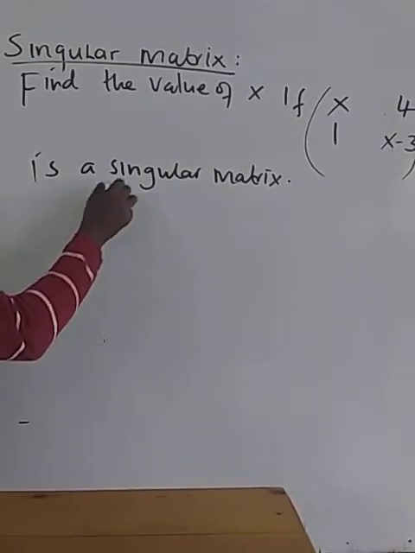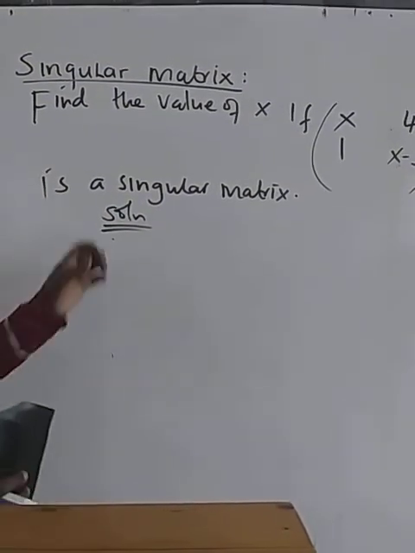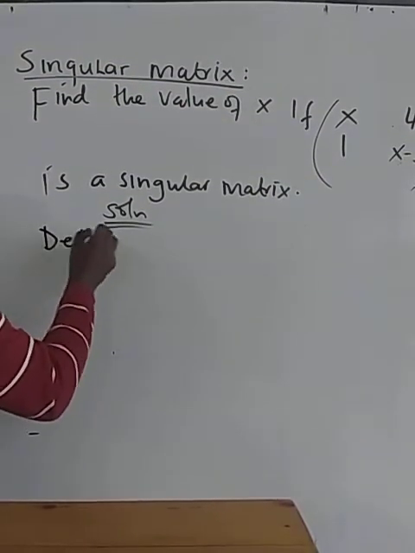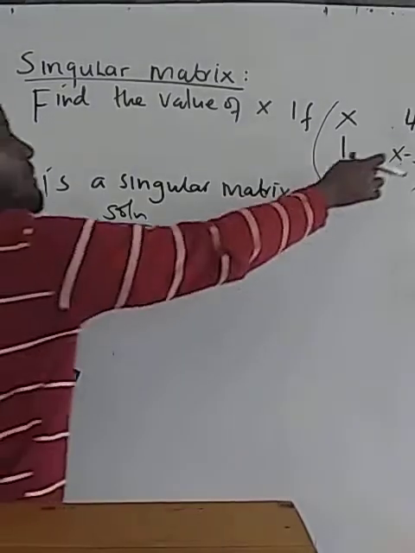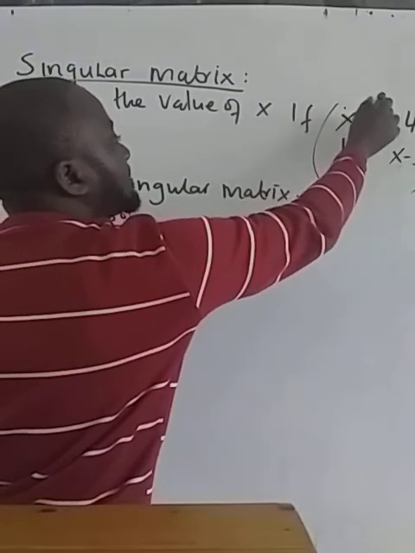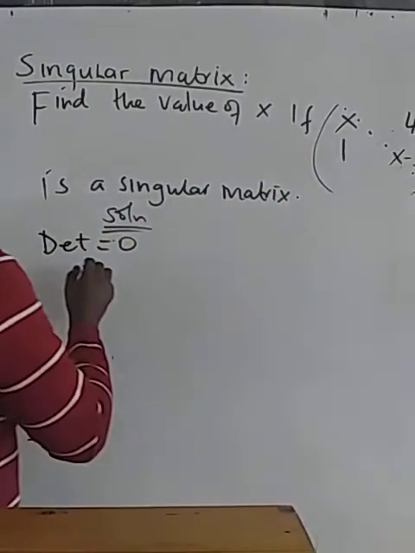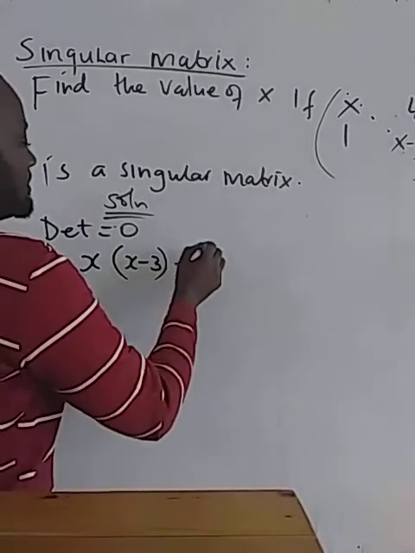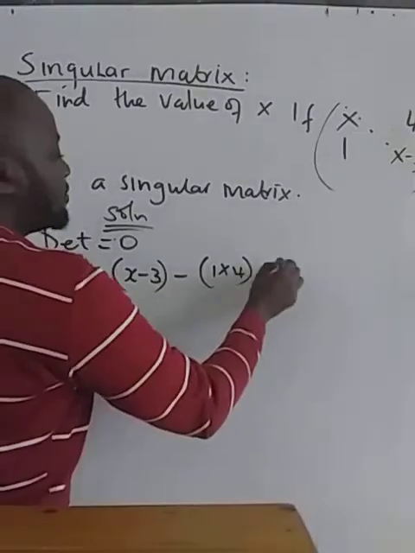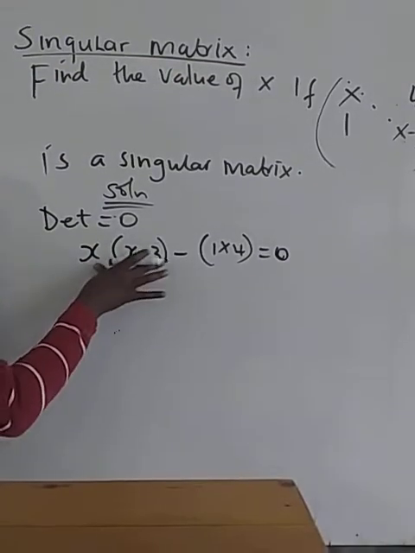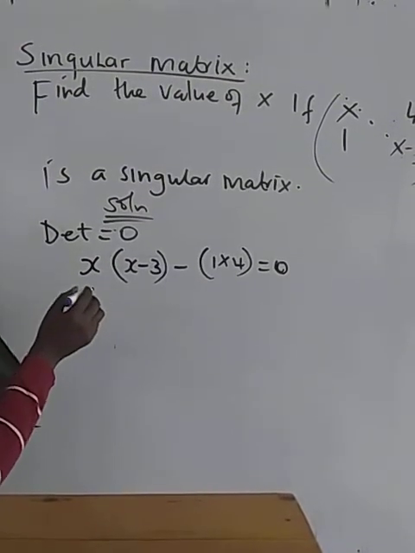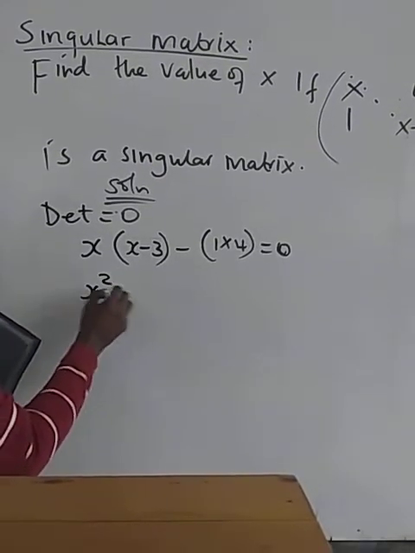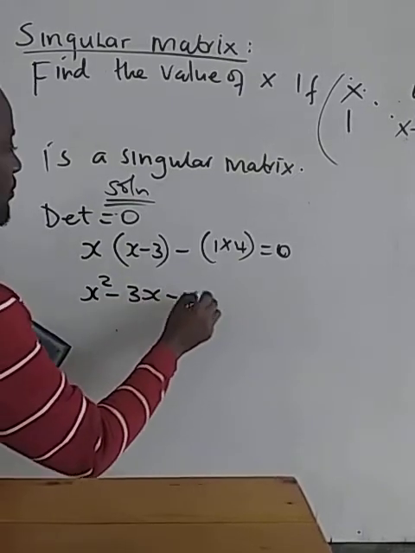Now we find the solution. We have said for a singular matrix, the determinant is 0. Determinant equals 0. Now we find the determinant of this. We have said we are supposed to find the product of this diagonal: x times x minus 3, then minus 1 times 4. This one should give us 0. We remove the bracket by multiplication, and this will give us x squared minus 3x minus 4 equals 0.